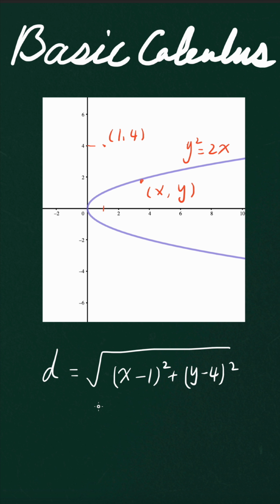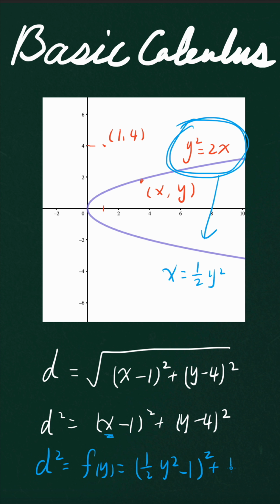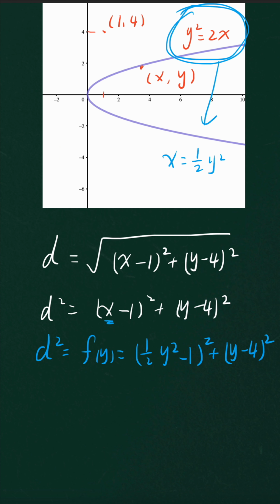So instead of doing d is equal to this stuff, we're going to square both sides. d squared is actually equal to (x minus 1) squared plus (y minus 4) squared. And we can also replace x with y. From this original function, we get x is equal to half y squared. All right, so I'm going to replace x over here. So d squared can be written as f(y) is equal to (half y squared minus 1) squared plus (y minus 4) squared. Even though we changed d to d squared, you get the same thing.